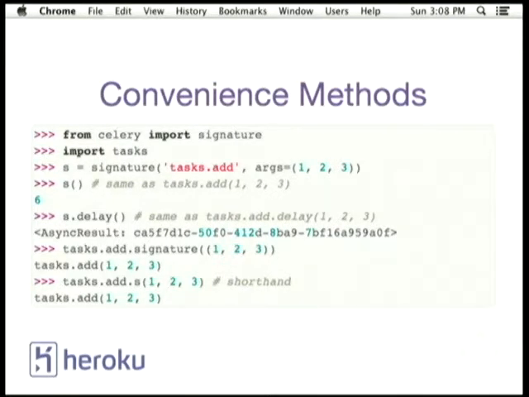You can even kind of build up arguments and continue to add arguments and keyword arguments, with the exception of immutable signatures. So signatures can be marked as immutable, and then their arguments are frozen. This is useful in situations where something else is trying to add task arguments for you, as we'll see later. And if you want to prevent that from happening, just make your signature immutable.